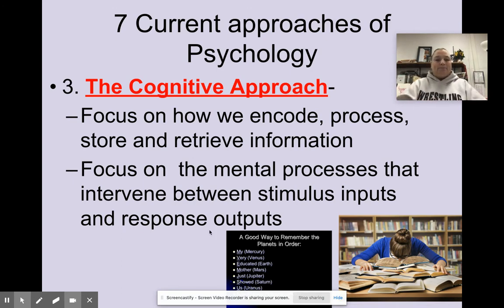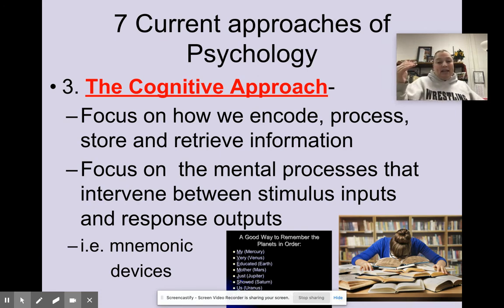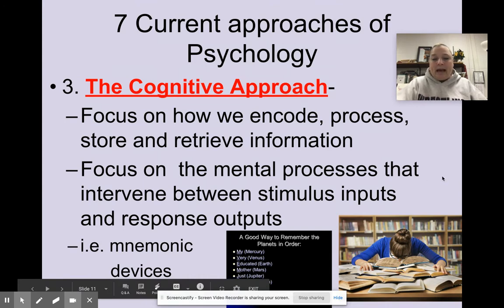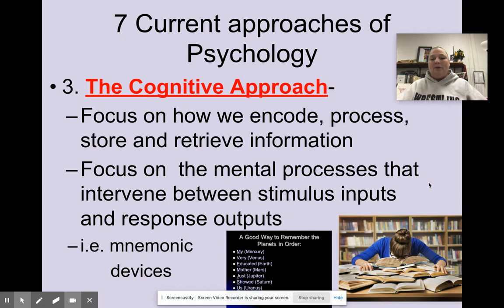So, for example, have any of you used a mnemonic device? Like you see over here, remember when you studied the planets and they gave you a certain clue to remember that? My very educated mother just, and so on. I had a different one than that, but you can come up with mnemonic devices to remember things for your test. That would be a cognitive approach, a way that we remember things in our brain.